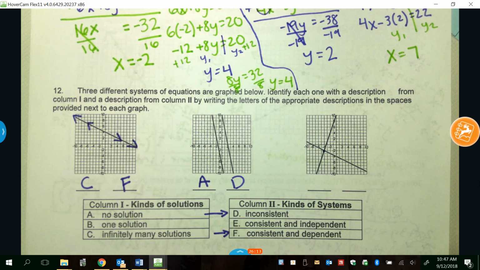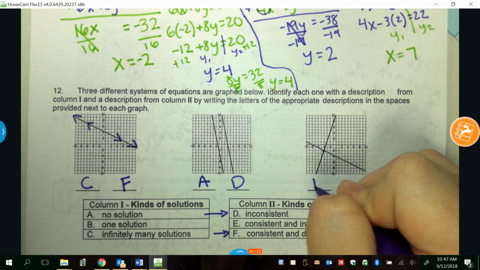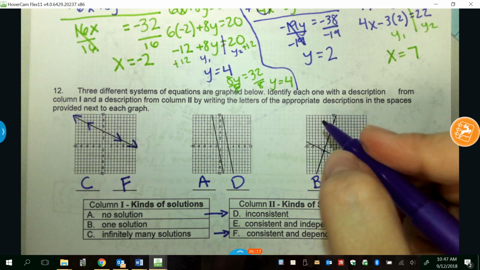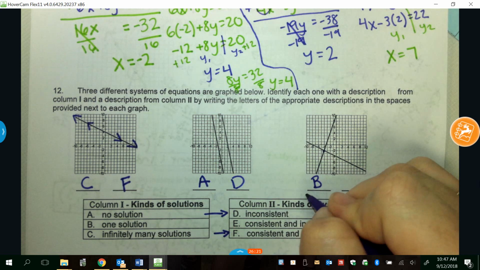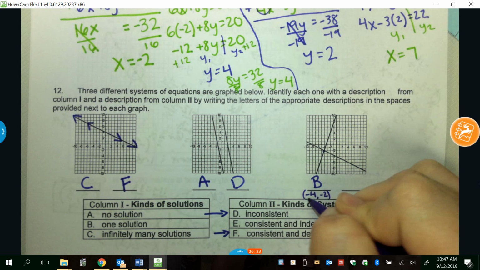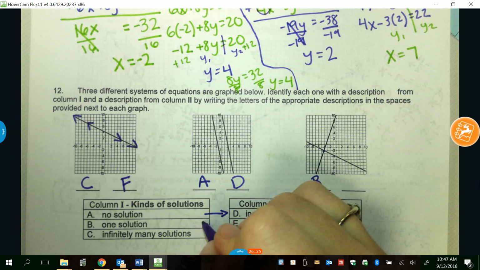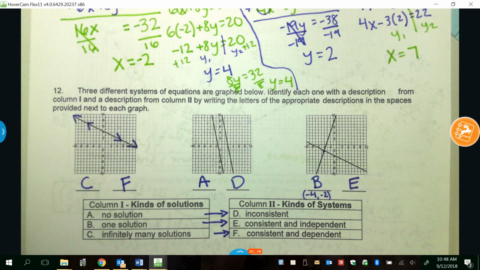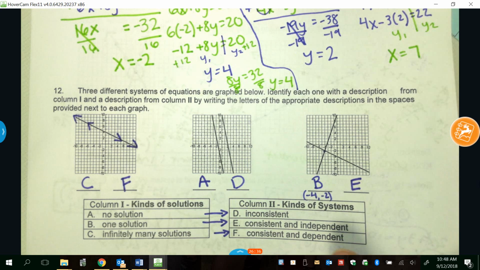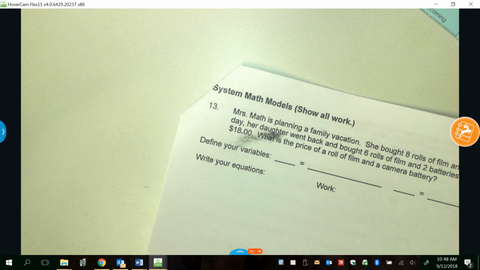Here they touch once, so yes, there is one solution. Now, if I asked you what that solution was, do not ever tell me one solution. You would tell me, what, -4, -2? And that means it's consistent and independent, because there's only one and it stands alone. It's independent. Alright, let's keep on going.